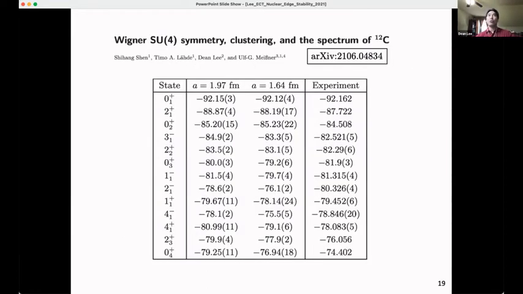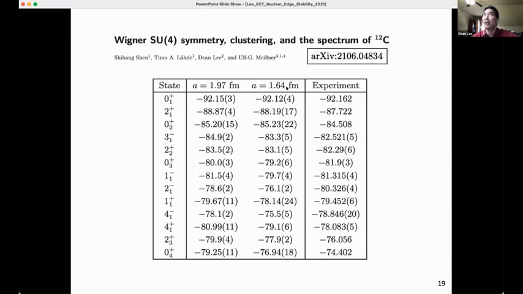Now, let me jump to some calculations we did quite recently for 2 different lattice spacings at leading order in a very simple interaction, but it surprisingly does an excellent job of reproducing all of the low energy states of carbon-12. So here are the lattice spacings of 1.97 Fermi, 1.64 Fermi. We're about to do 1.32 Fermi as well and improve our interactions.